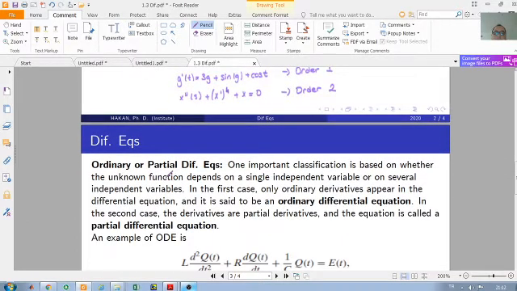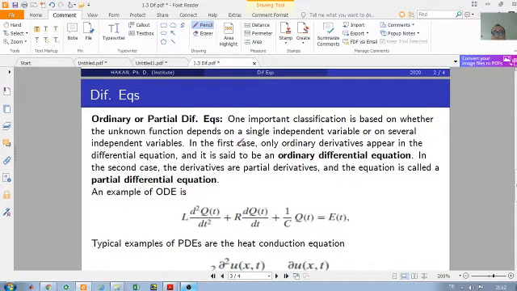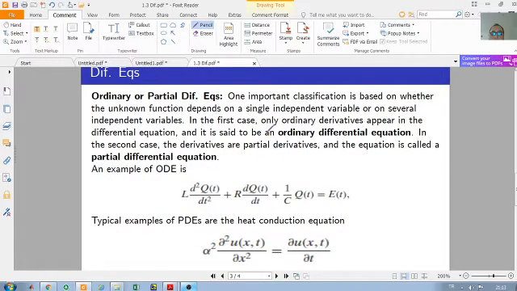The second type of classification of differential equations is ordinary or partial differential equations. You know, this classification appeared in the preceding sections. This is an important classification, which is based on whether the unknown function depends on a single independent variable or on several independent variables. In the first case, only ordinary derivatives appear in the differential equation, and it is said to be an ordinary differential equation since we have a single independent variable. Therefore, we just see the derivatives of the function with respect to this single independent variable.